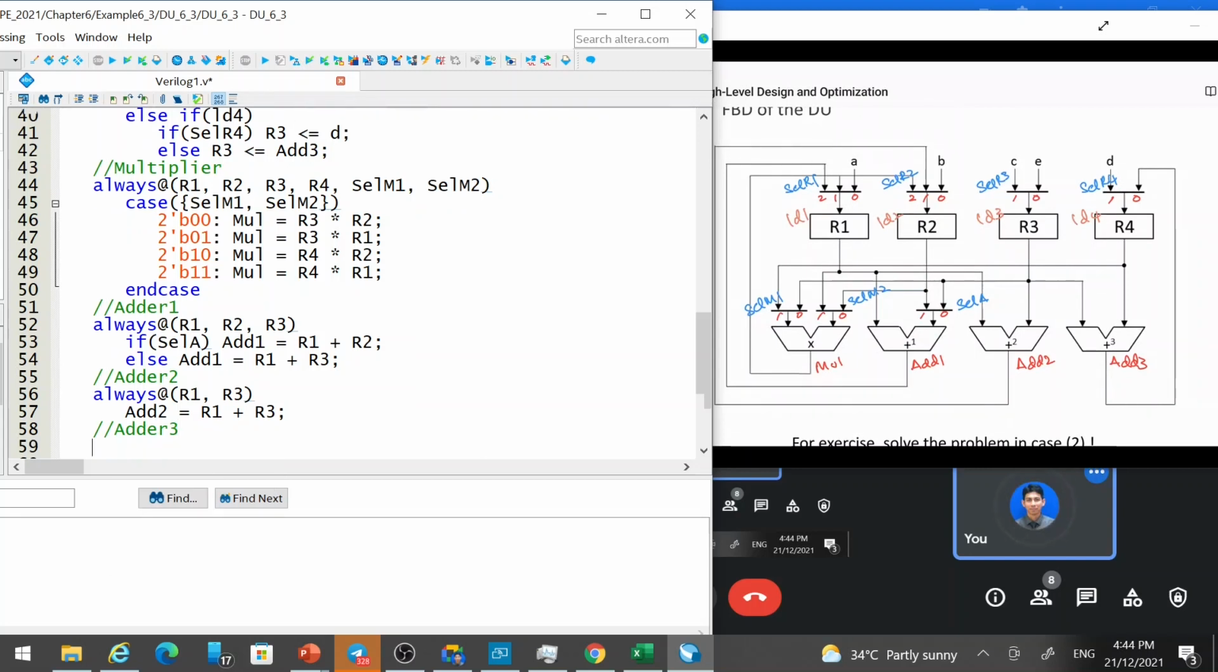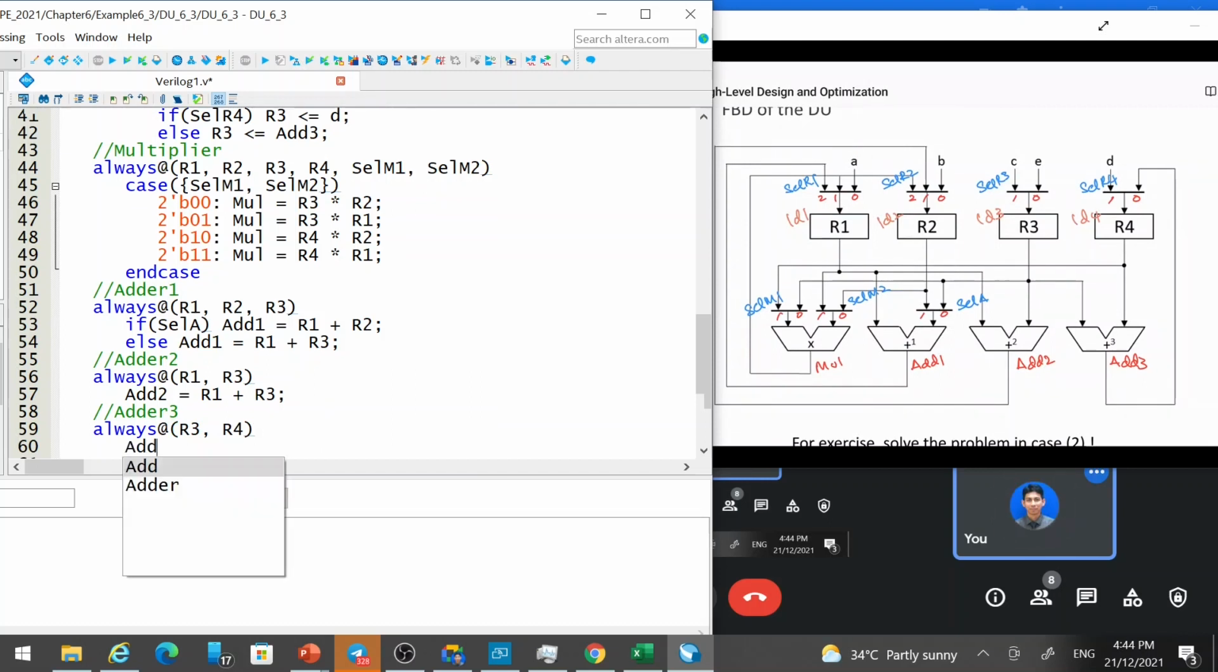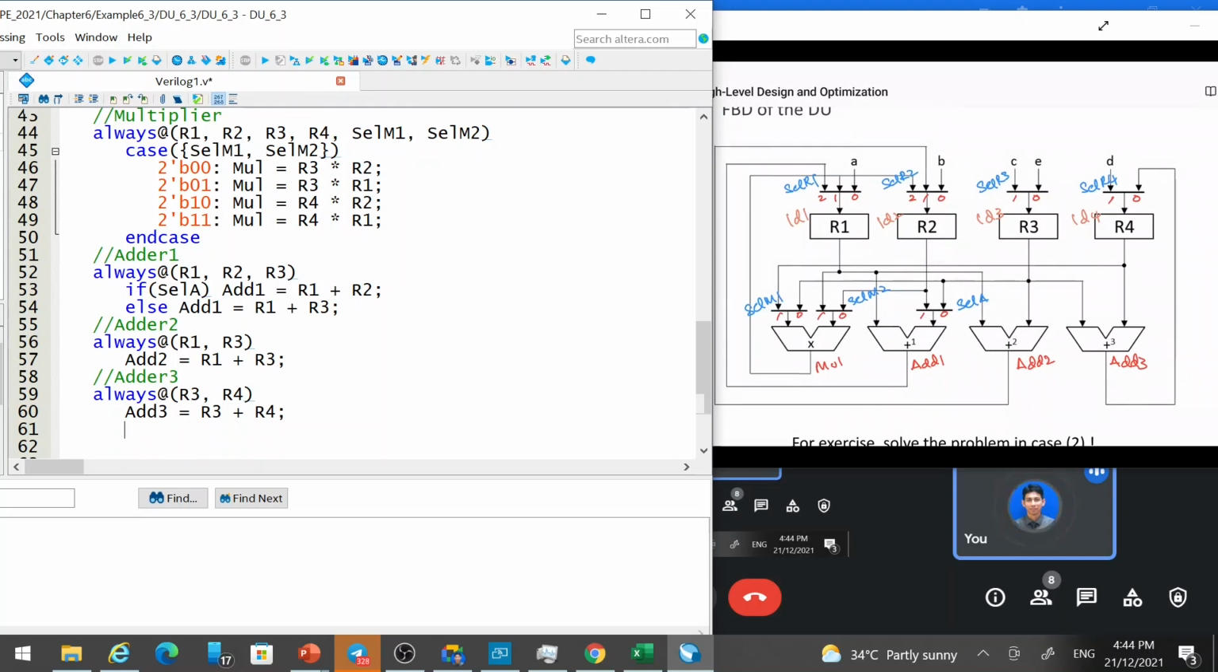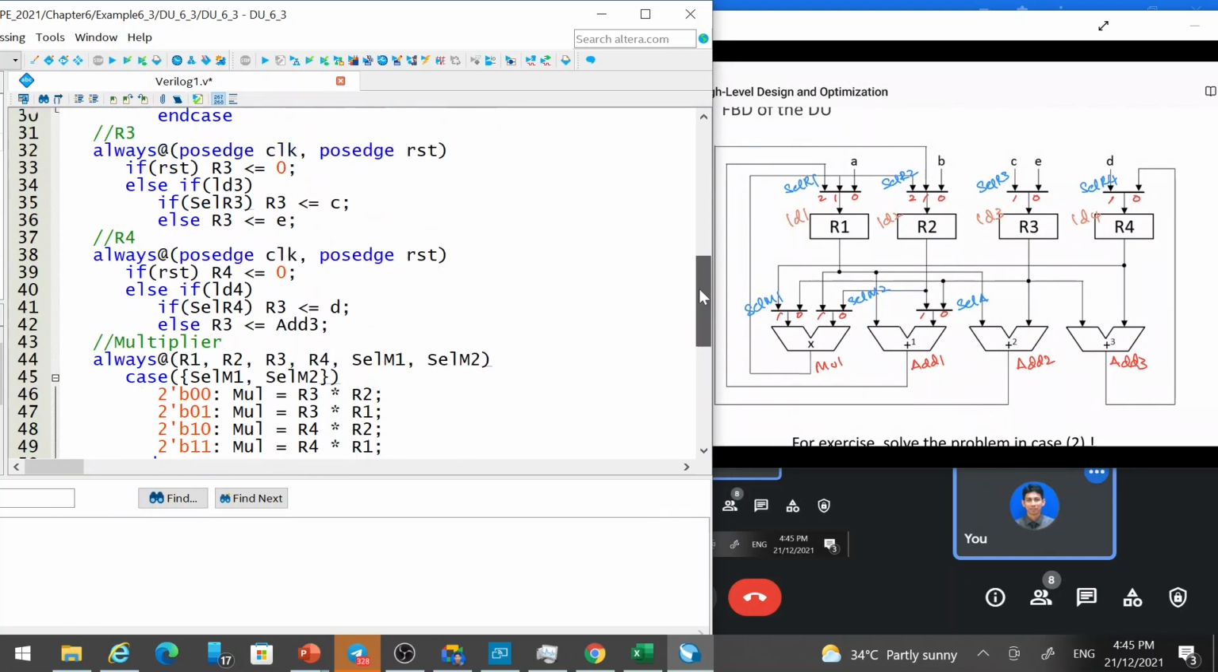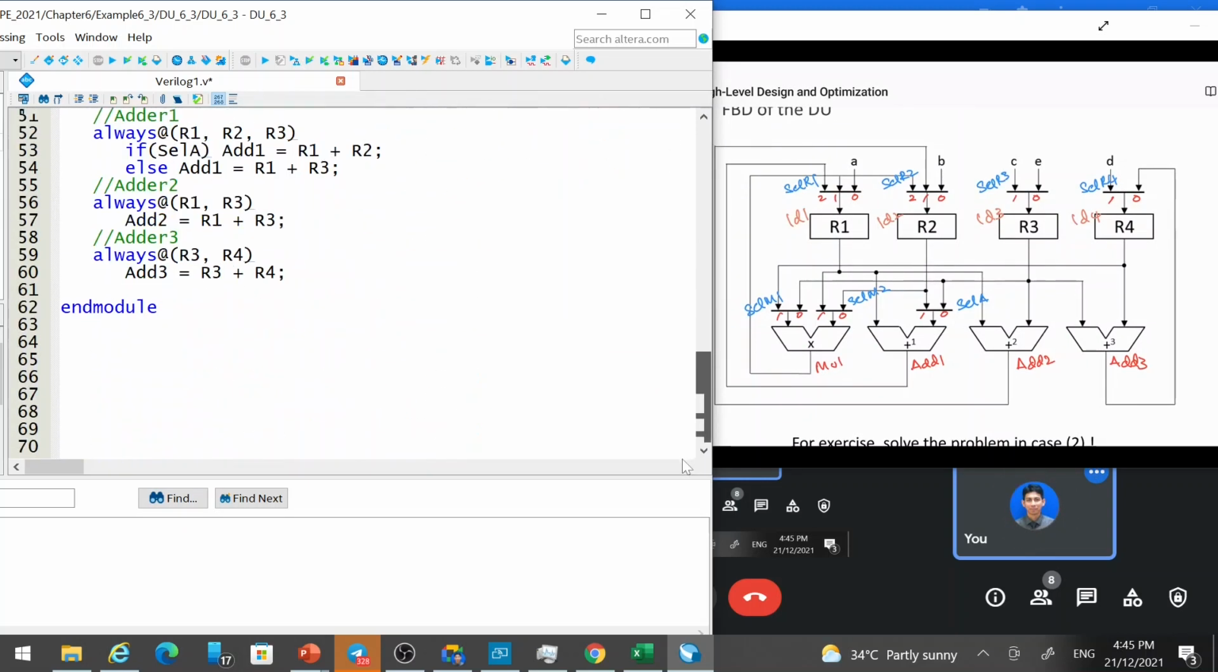So adder 3, we have R3 plus R4, R3 and R4 for the sensitivity list. So ADD3 must be R3 plus R4, then finish our program. Right? So these are the descriptions of this data path.